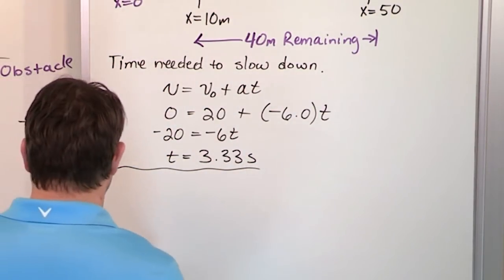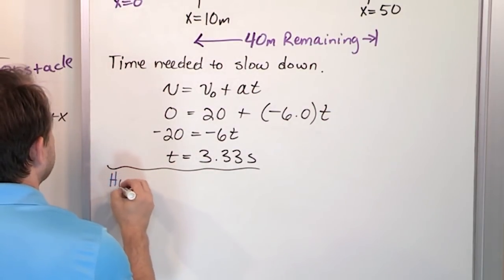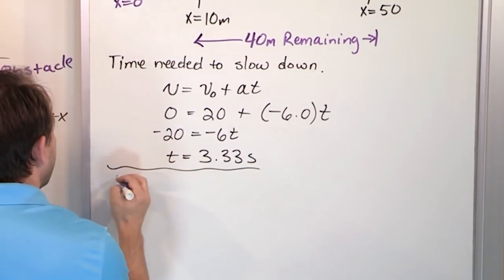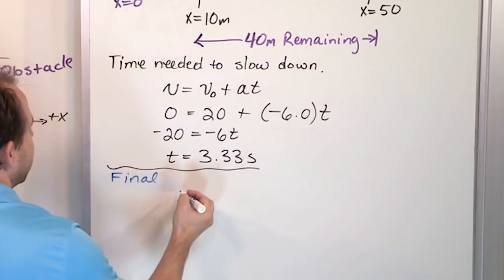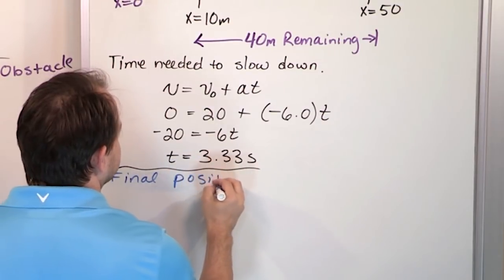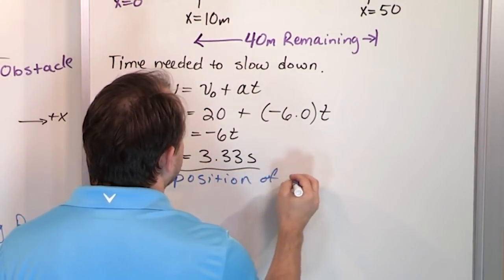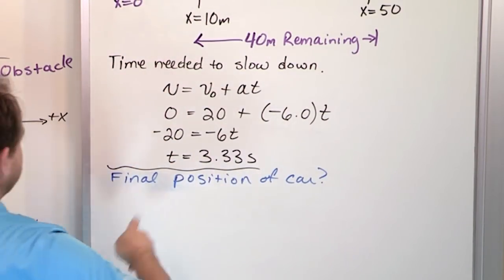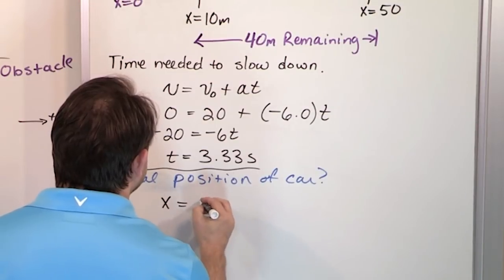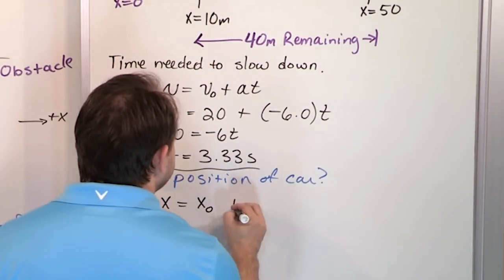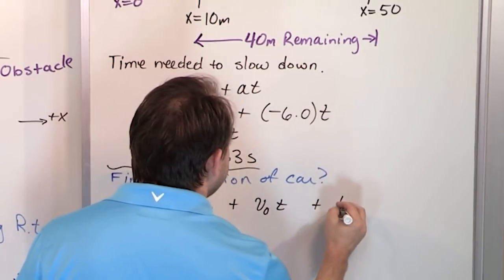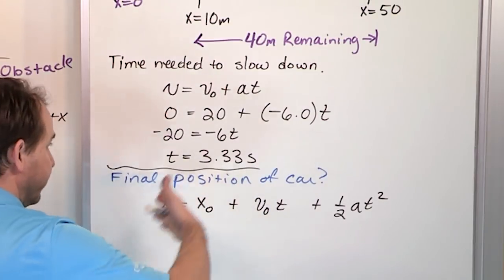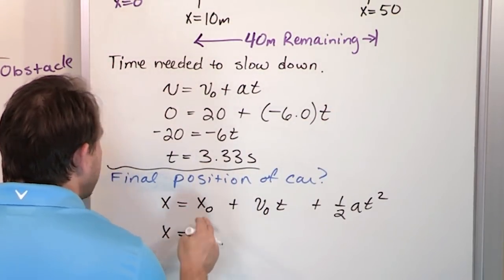And we will say, how far, or actually a better way to say it is, what is the final position of the car? That's what I'm basically trying to say. What is the final position of the car? X equals something. The equation we're going to use is x is equal to the initial position of the car plus v naught times t plus 1/2 at squared. It's the same thing. X here is going to be the final position of where the car is, so we leave it alone. What is the initial position of the car?